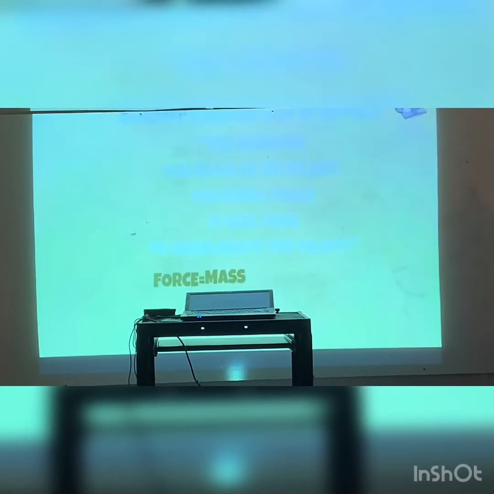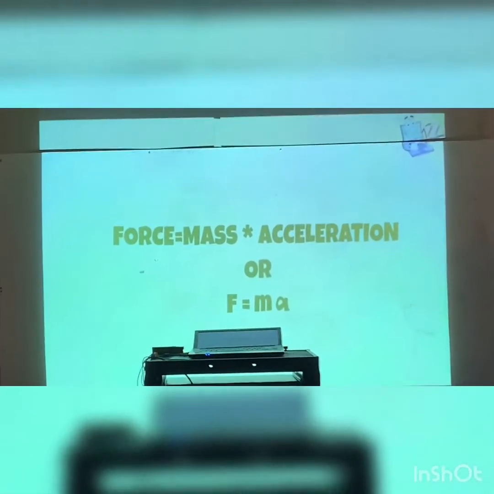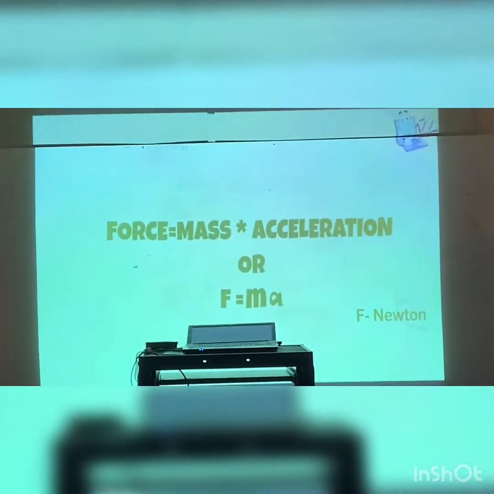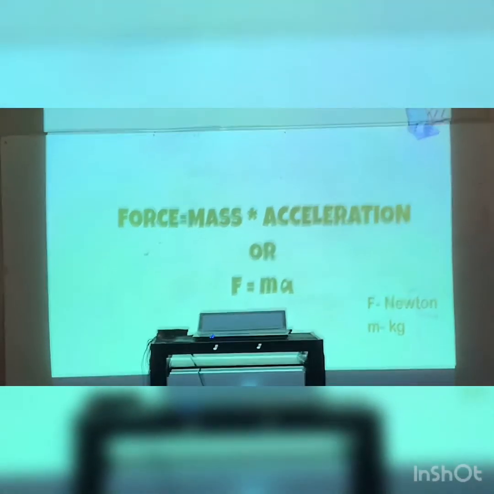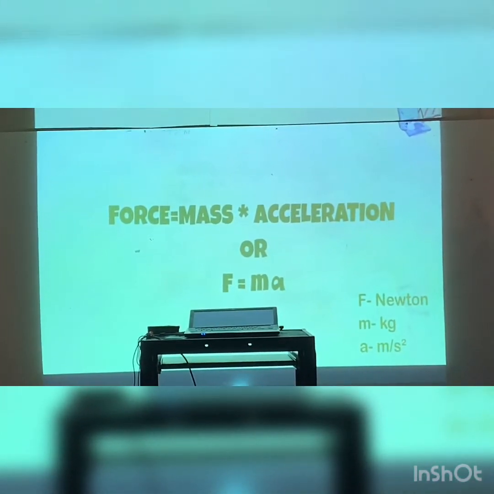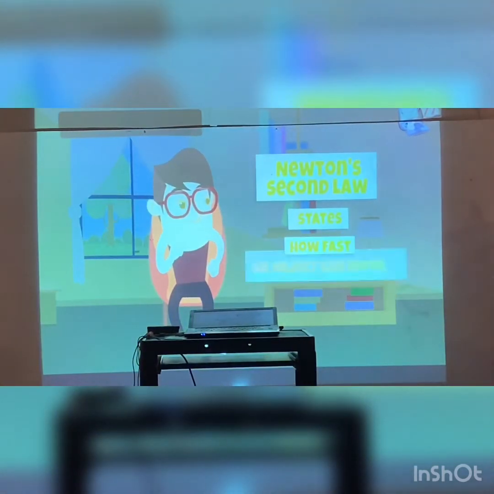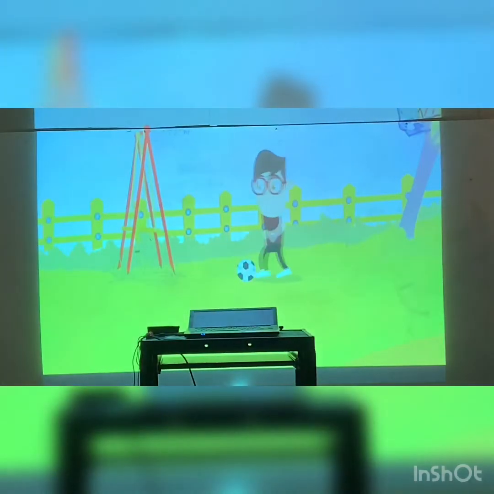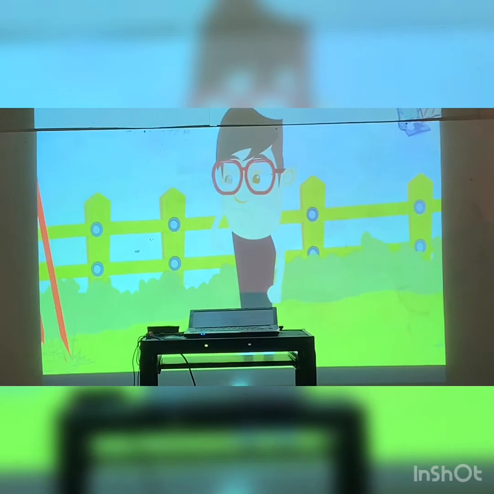There is an equation. Force equals mass times acceleration, or you can say F equals m into A, where F is the force and its unit is Newton. M is the mass and has the unit kilogram, and A is the acceleration, which has the unit meters per second squared. In simple language, Newton's second law states how fast an object can move. This also means that the harder you kick a ball, the farther it will go.